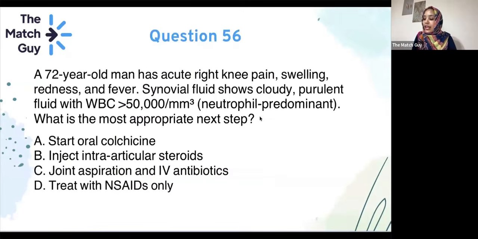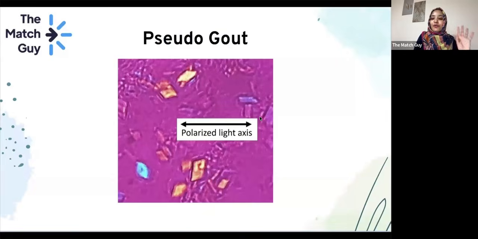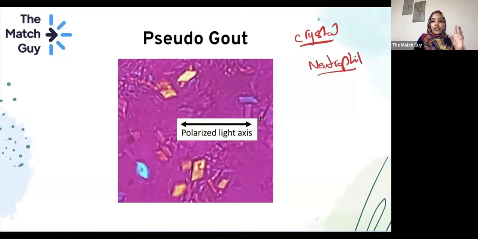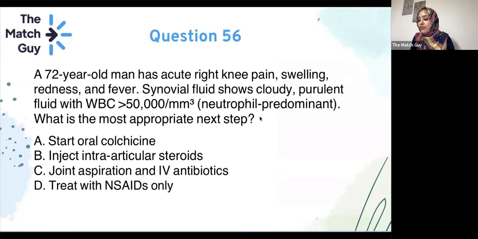Okay, what about this one? I want to ask you a further question before we move on. Crystal arthropathy, so gout or pseudogout: what type of immune cells are we going to see dominating the synovial fluid? What's it going to be predominantly? Neutrophils, very good. They like this question a lot as well. It's not going to reach the cutoff of 50,000, but it's going to be much more than what you would see in osteoarthritis. Osteoarthritis is the one with the least inflammation. There's still inflammation, but it's the least.